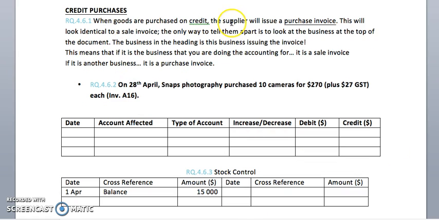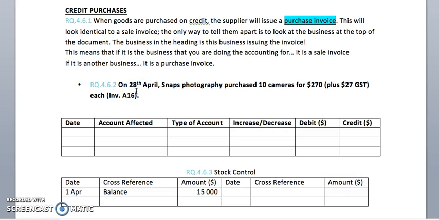Okay, so when goods are purchased on credit, we're going to go through an example quickly. The supplier will issue a purchase invoice. As we said above, the sales invoice is when we sell something, and the purchase invoice is when we buy something. I've gone through this here. The heading is where we need to check who the invoice is being issued by in order to tell whether or not it's a purchase invoice or a sales invoice.